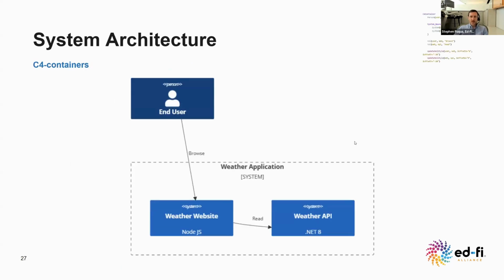So our very simple sample system architecture, of course, the end user interacts with the Node.js website, which is going to be implicitly reading from the API. If you notice the weird little thing in the upper right corner, that is Mermaid.js. If anybody who grabs the slide deck wants to play around with C4 diagrams in Mermaid, you're able to grab the code right there.